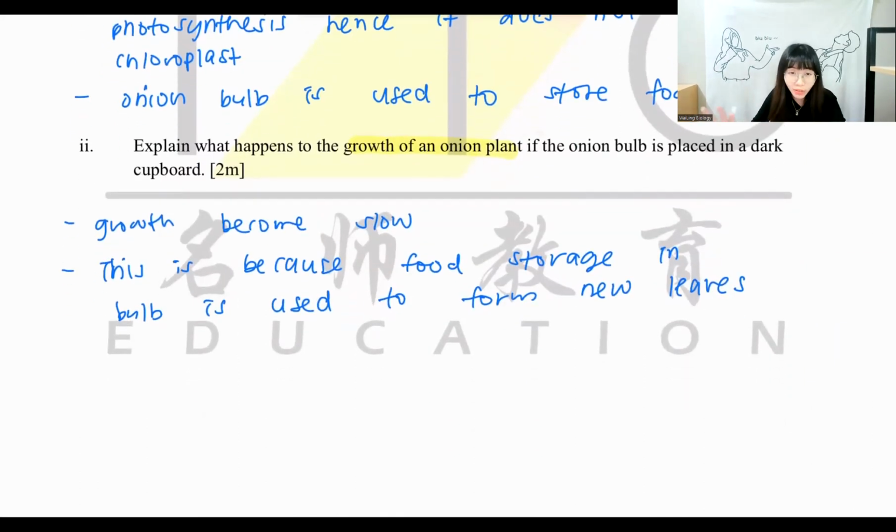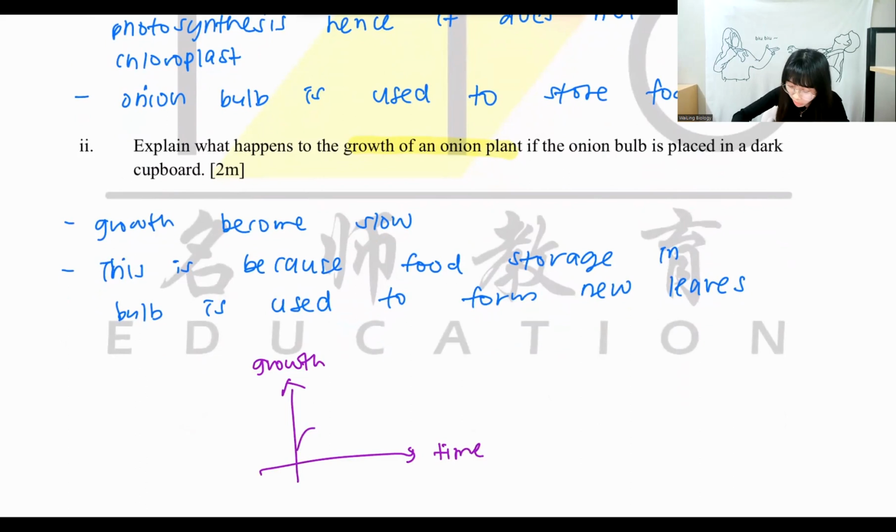Okay, the graph of this onion bulb is like that. We have a graph. Okay, this is the growth rate. This is the time. Usually the graph looks like that. This is the growth of onion bulb. Okay, why this part will decrease is because this is germination process. They will use the food in the onion bulb. And then why this part will increase is because they carry out photosynthesis. So that's why they will decrease and they will increase.